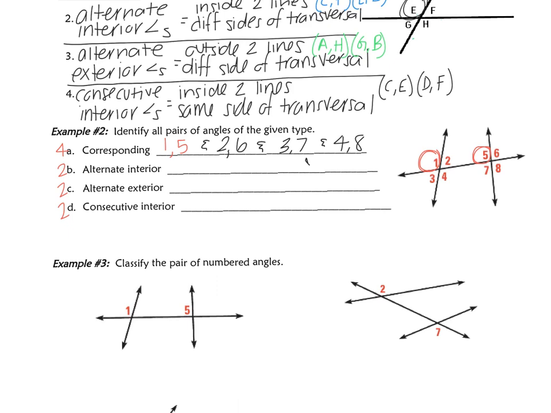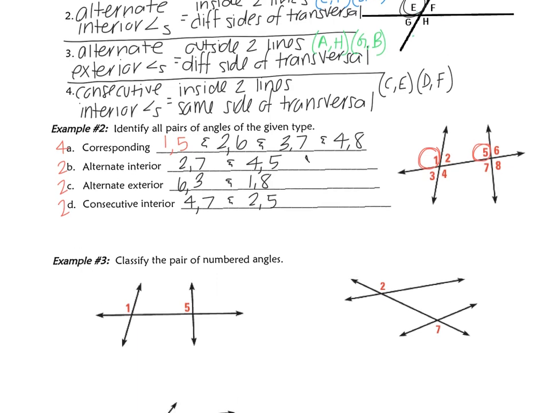Alternate interior would be angles 2 and 7 and 4 and 5. Alternate interior, they're on the inside of the lines and they're on different sides of the transversal. Alternate exterior, you should have 6 and 3 and then 1 and 8. Consecutive interior, angles 4 and 7 and angles 2 and 5, both being inside on the same side of the transversal. Okay, if you didn't get those right, hopefully you can see your mistake and we can move forward from there.